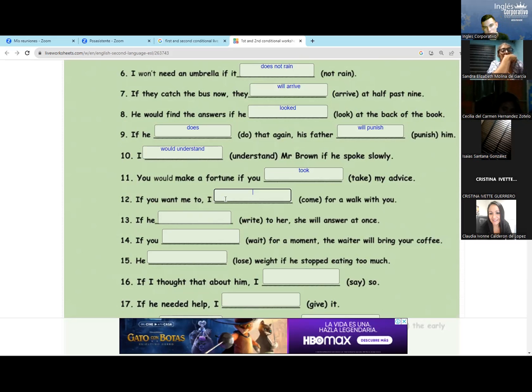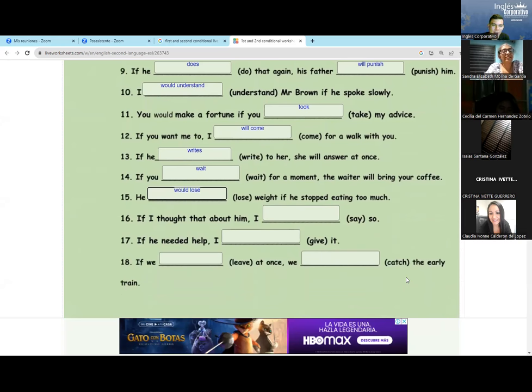If you want me to, I will come. Excellent. Very good. Number 13. If he writes. Perfect. We need to add S. If you wait for a moment, the waiter will bring your coffee. Number 15. He will lose weight if he stops eating too many pupusas and hamburgers.